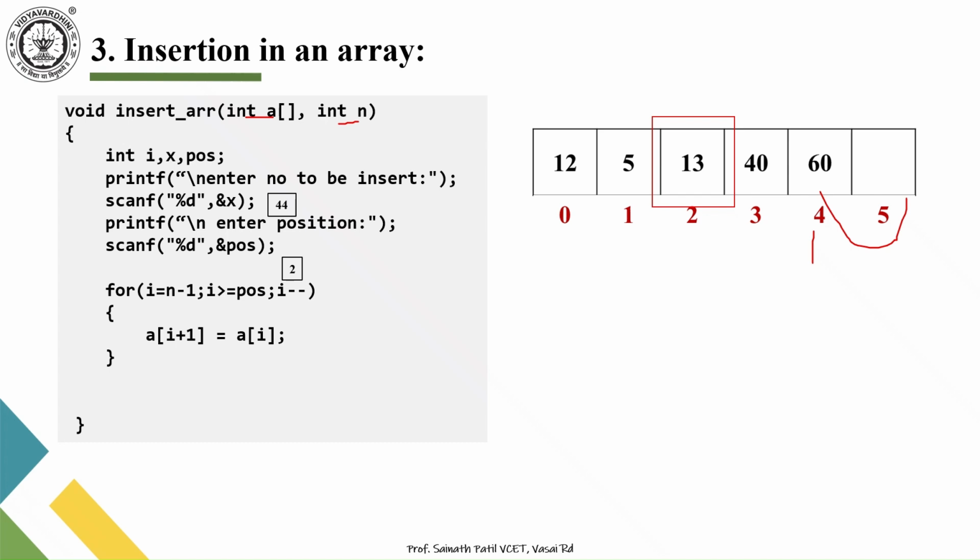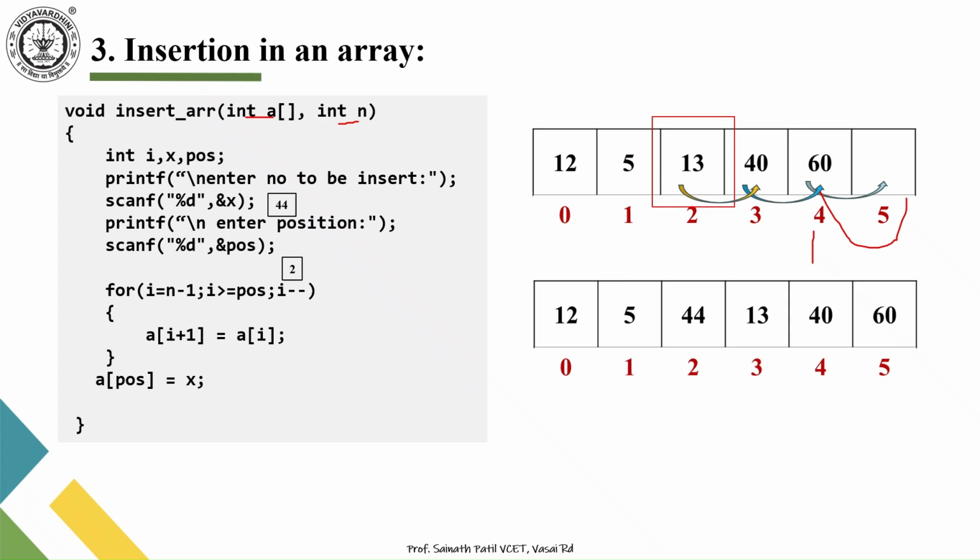Okay, so in this for loop, we write a of i plus 1. So i is equal to n minus 1, that is 4. So 4 plus 1 is 5, a of 5 is equal to a of 4. So that means this 60 will get transferred to the fifth position. Similarly, 40 will get transferred from third to fourth position, and then the second position will transfer to the third position. So like that, this position 2 will get free. So now what we do, we write a of position is equal to x, that is the new element to be inserted. So here it is, at position 2 this new element 40 will get added.